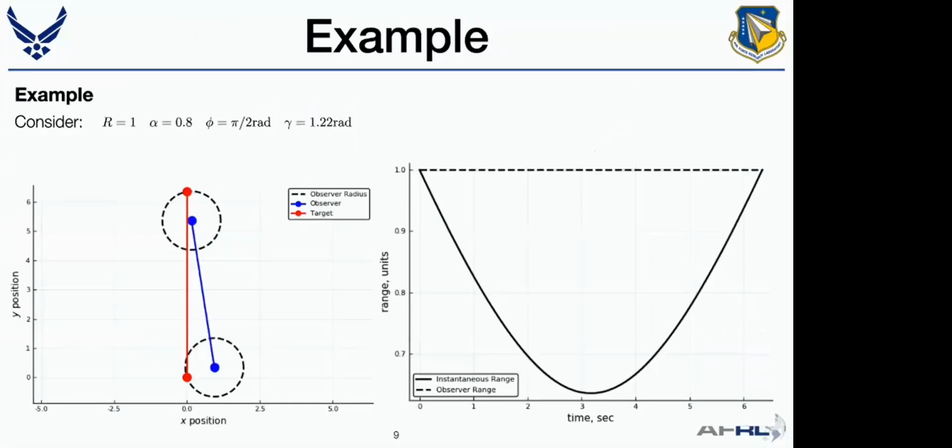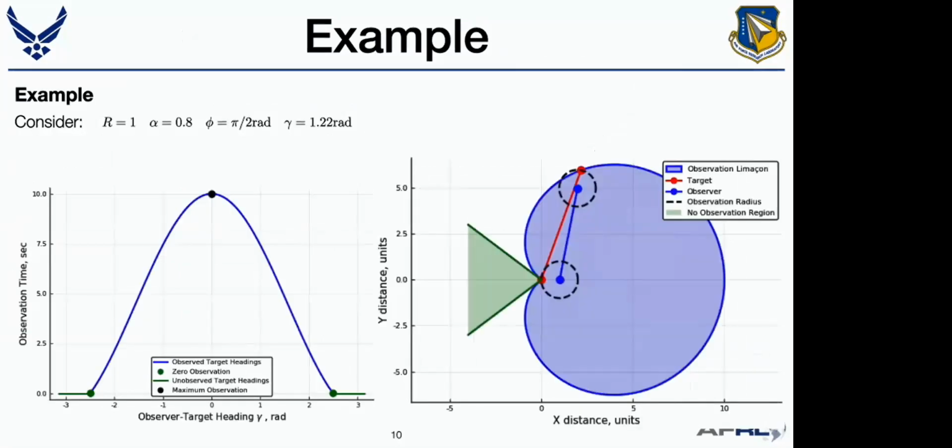Let's consider an example. In this example, the observer takes the optimal heading. The figure on the right shows the instantaneous range between the observer and the target and the observation range of the observer. We see in fact that observation is invariant during the scenario.